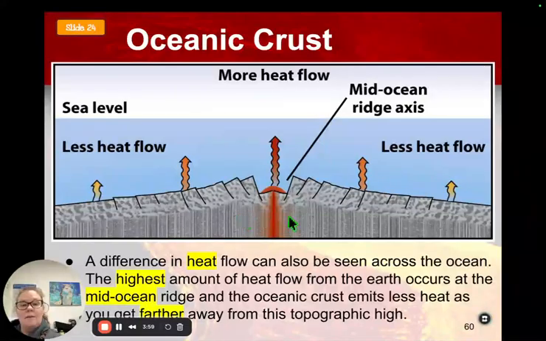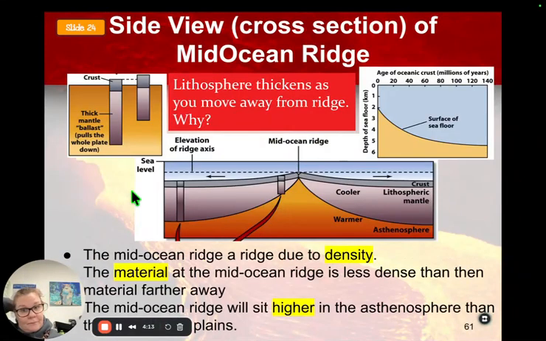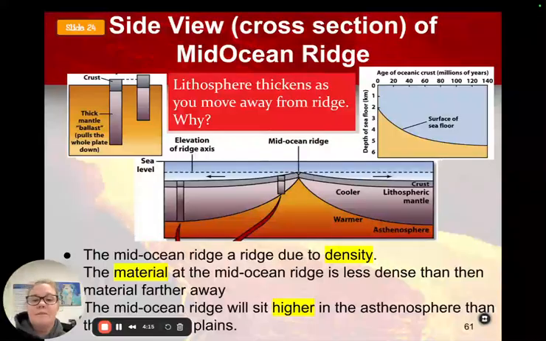So the lithosphere is also thinner here, where magma can come up. So we have the most heat here, and then we have less heat flow as it goes away from the ridge. Okay, in a side view or cross section, the lithosphere thickens as you move away from the ridge. So it's very thin here, but it gets thicker as it goes farther away.